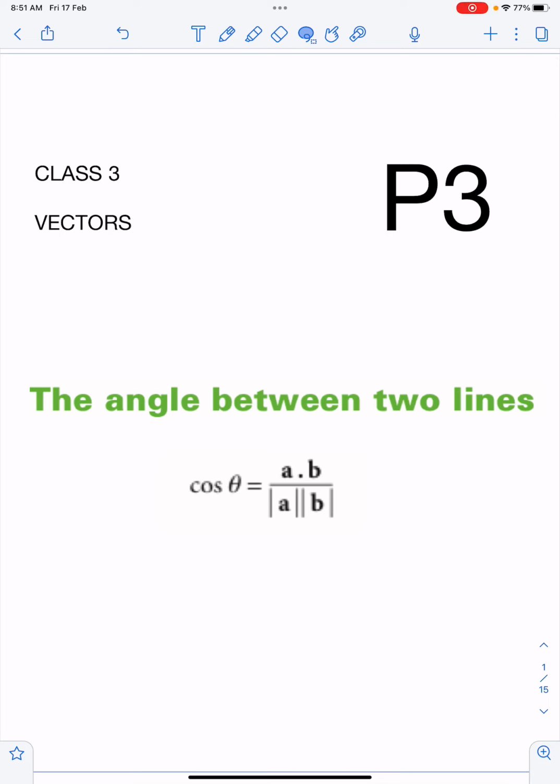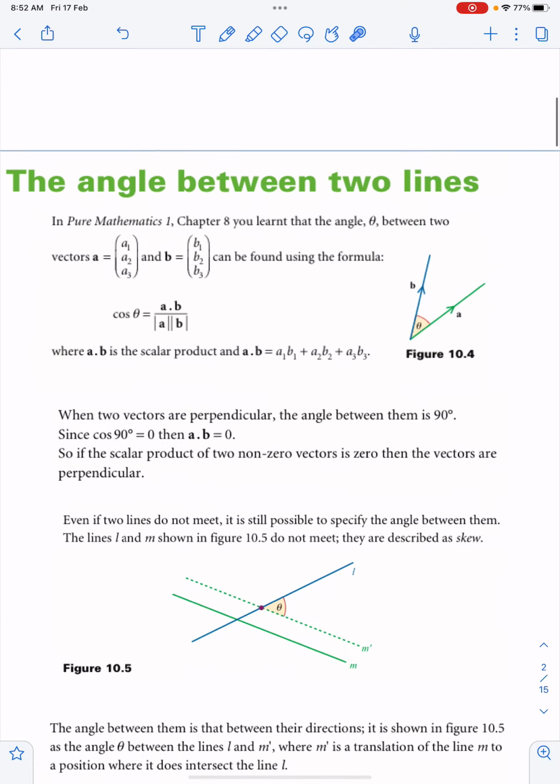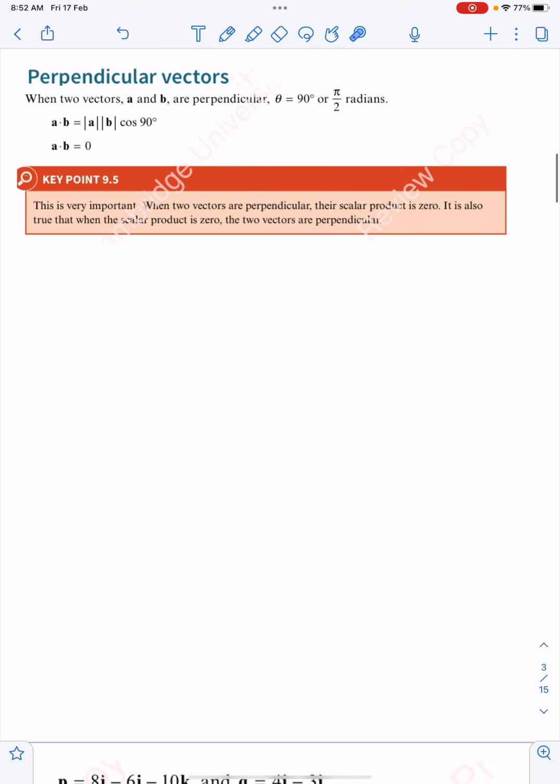In this class, we're going to learn about the angle between two lines. The formula which we will be using for finding out the angle between two lines is this: cos theta equals a dot b, or the dot product of a and b, or we also call it the scalar product, divided by the magnitude of a and the magnitude of b. Let's start with the first question.